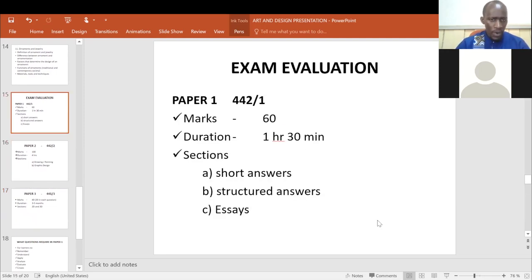Now, the paper one, code 4421, has 60 marks. The duration of sitting this paper is 1 hour, 30 minutes. Now, it is important that the candidate understands that this paper is divided into three sections. We have section A that requires short answers.